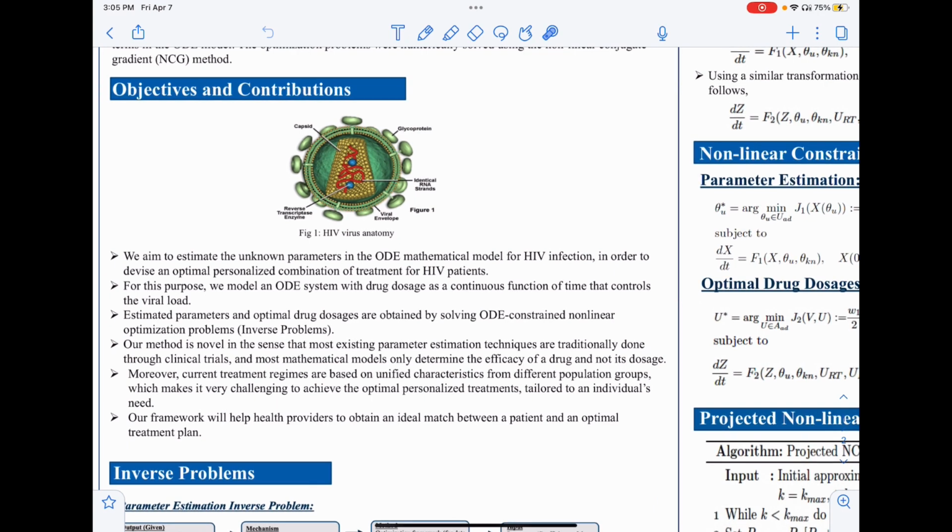Our primary goal is to devise optimal personalized treatments for HIV patients. In order to do that, we first estimate the patient's specific parameters in the ODE system. Our method is novel in the sense that most existing parameter estimation techniques are traditionally done through clinical trials, and most mathematical models only determine the efficacy of a drug, not its dosage.